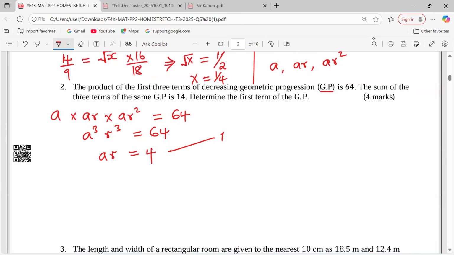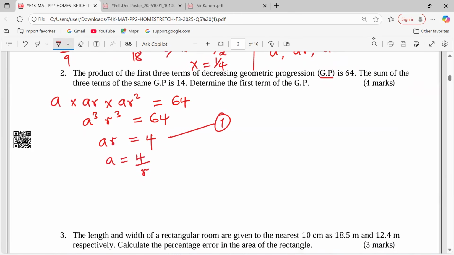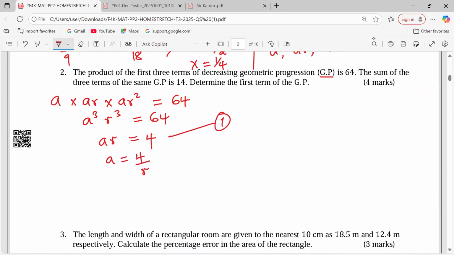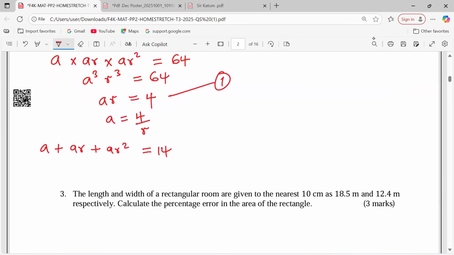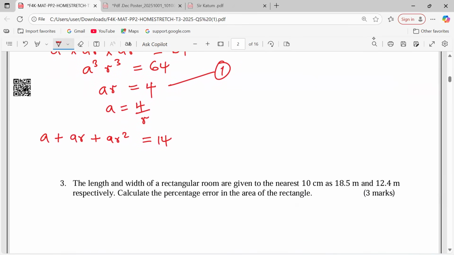This is equation 1, and it can still be narrowed down to the value of a being equal to 4 over r that way. Then the second statement is talking about the sum. The first term plus the second term plus the third term equals 14. With this now, we can use substitution. Instead of a, we can use 4 over r because this is equation 1.